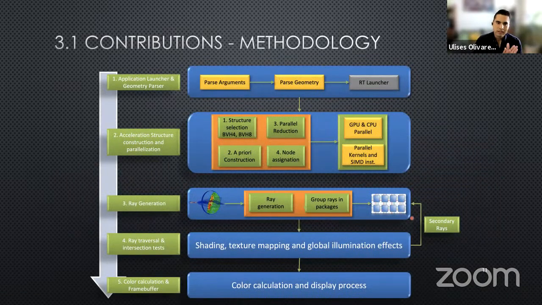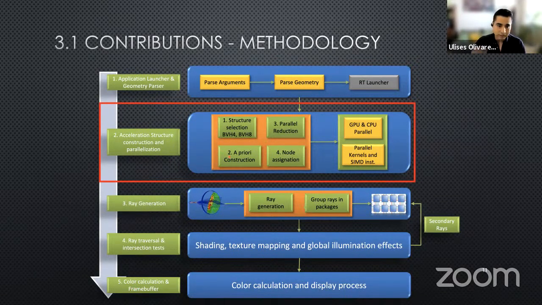So I'm going to summarize the contributions of this work using this pipeline for ray tracing. In this common pipeline for ray tracing, we have 5 steps. In the first step, we're going to launch that application, that ray tracer. Then we're going to build the acceleration structures. Then we're going to generate all the rays, and then we're going to perform all the intersection tests. And finally, we're going to produce this frame buffer, or the final 2-dimensional image that will contain all the projection for that 3-dimensional world. So our contributions are given in this red rectangle.